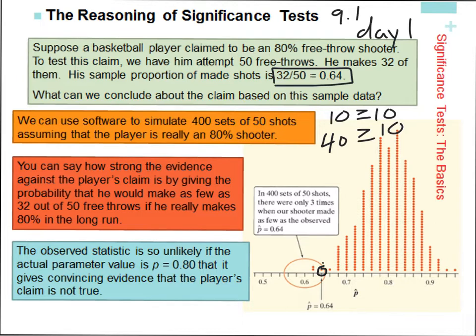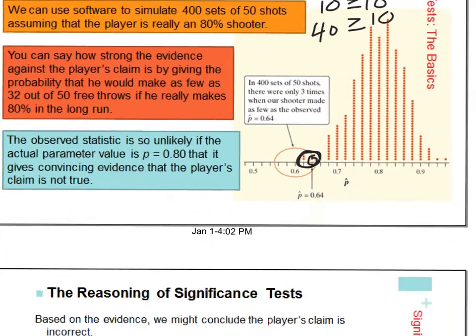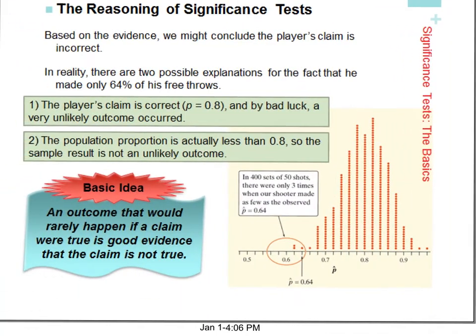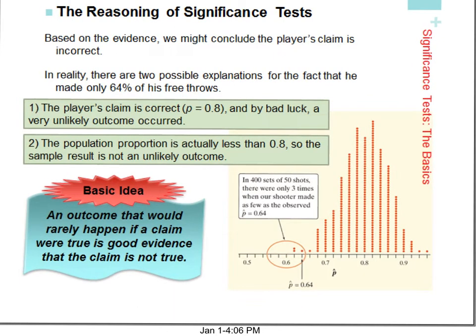It looks like there's only 3 outcomes of the 400 that involve making 64% or less. So this seems pretty unlikely to just happen due to bad luck. Because really there's 2 ways to explain this scenario. Number 1, the player's claim is correct and they had really bad luck and just had a horrible shooting day. Or option number 2, the player's claim of being an 80% free throw shooter actually isn't true. That's the other possibility.